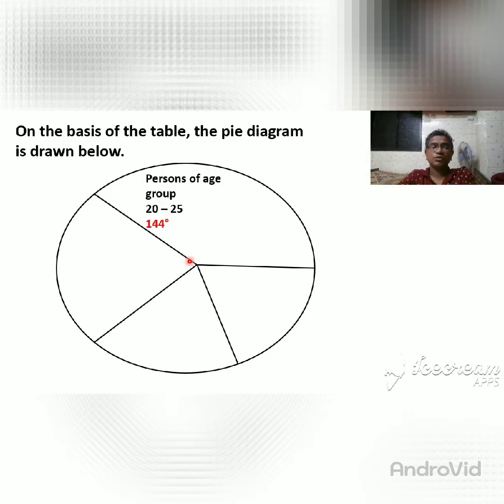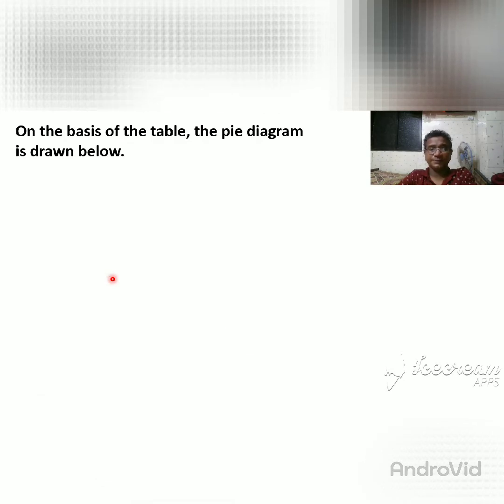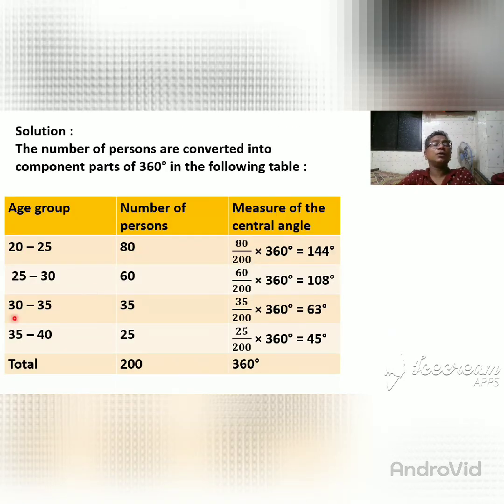Okay, so 20 to 25 is 144 degree. So this is a 144 degree angle. Then this is a 108 degree angle. This is persons of age 25 to 30, 108. You can see the table. In this table: 20 to 25 is 144, 25 to 30 is 108, 30 to 35 is 63, 35 to 40 is 45.